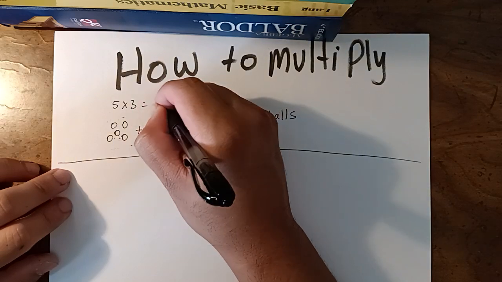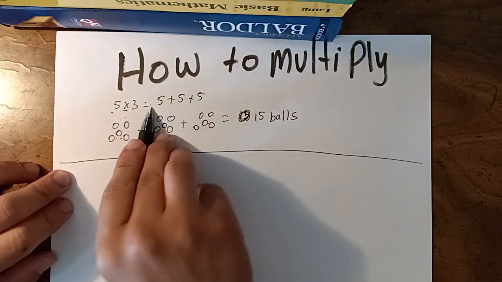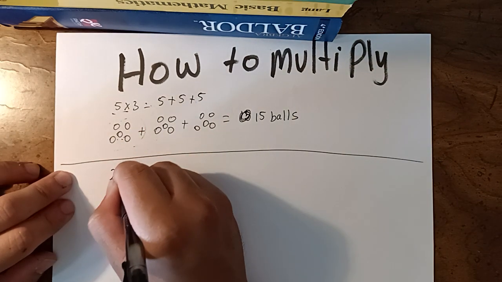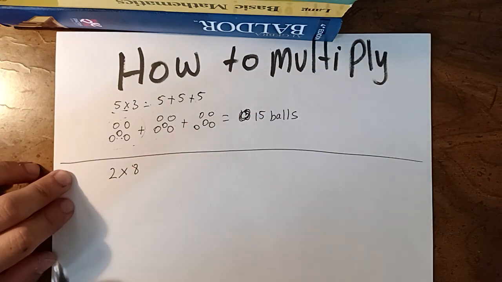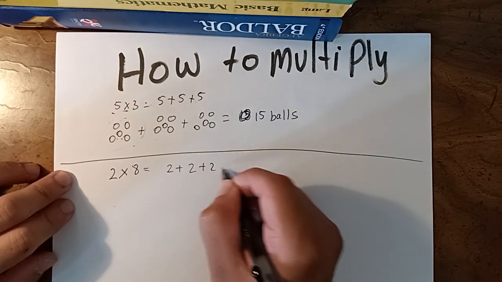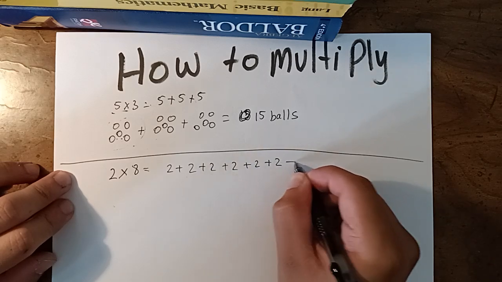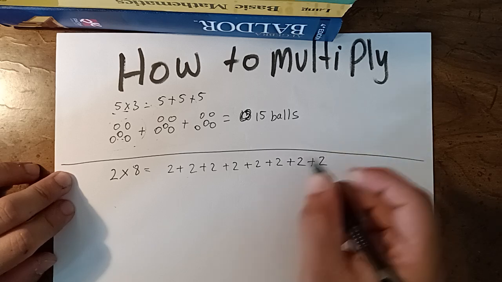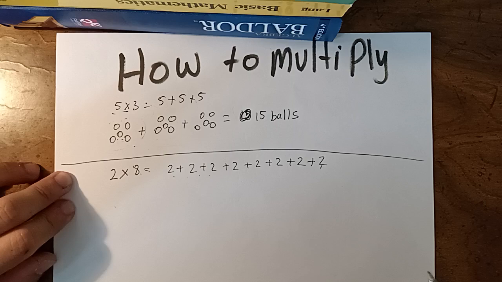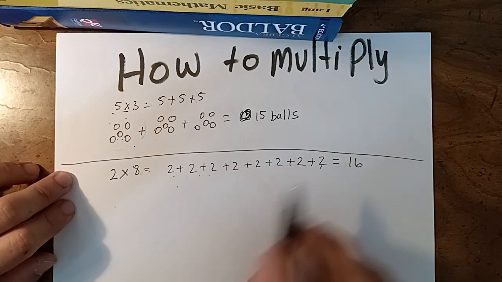So we could just write this as 5 plus 5 plus 5. 3 5s. This would just be 2 plus 2 plus 2, 4 2s here. So we got 1, 2, 3, 4, 5, 6, 7, 8. You got 8 of them. This would just be 16. If you add all of these up, it'd be 16.